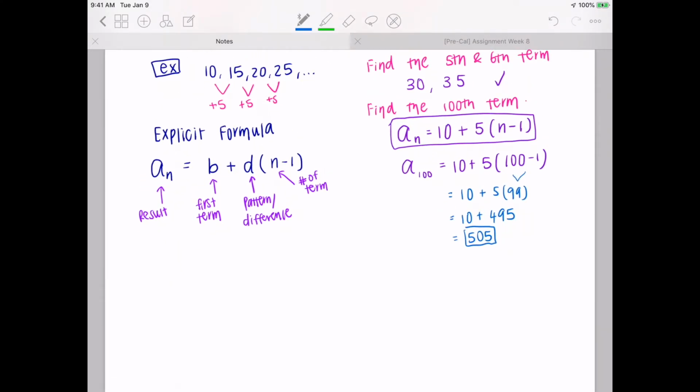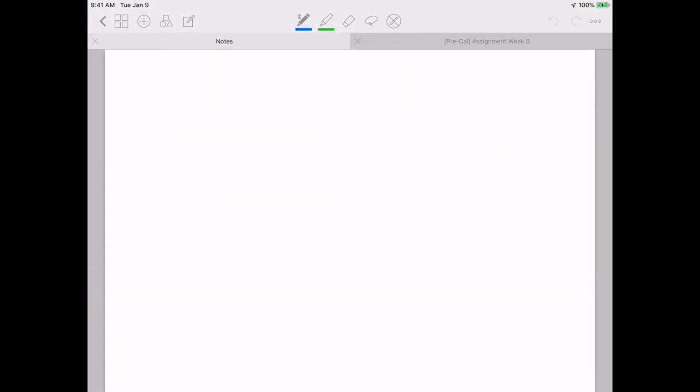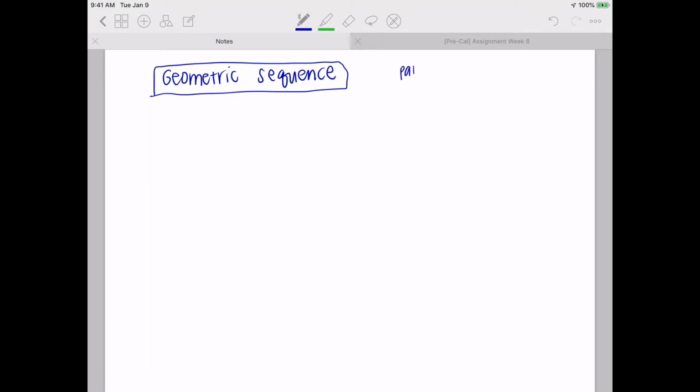I am going to go into the next thing, which is geometric sequence. The first one was arithmetic, the second one is geometric sequence. And again, the pattern is multiplying exactly the same amount. So this one is like exponential.